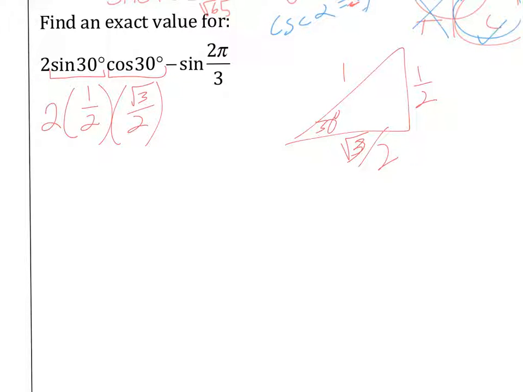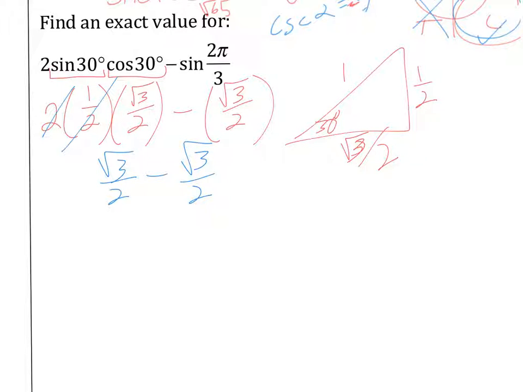This is what your triangle would look like. And sine of 2 pi over 3, that's going to be a 60-degree reference angle, is going to end up being the positive root 3 over 2. 2 times a half is 1. Root 3 over 2 times 1 is root 3 over 2. Root 3 over 2 minus root 3 over 2 is 0. That's kind of cool. You end up getting 0 for an answer.